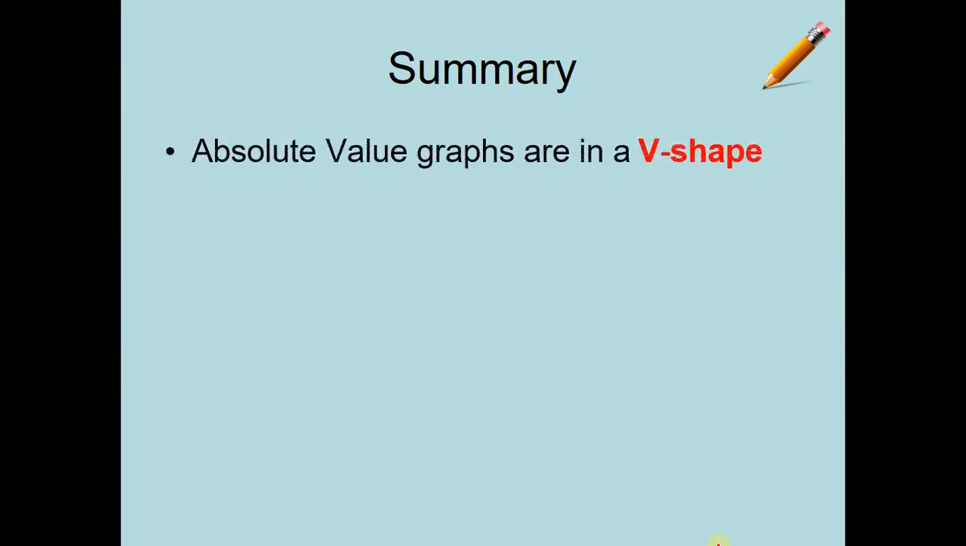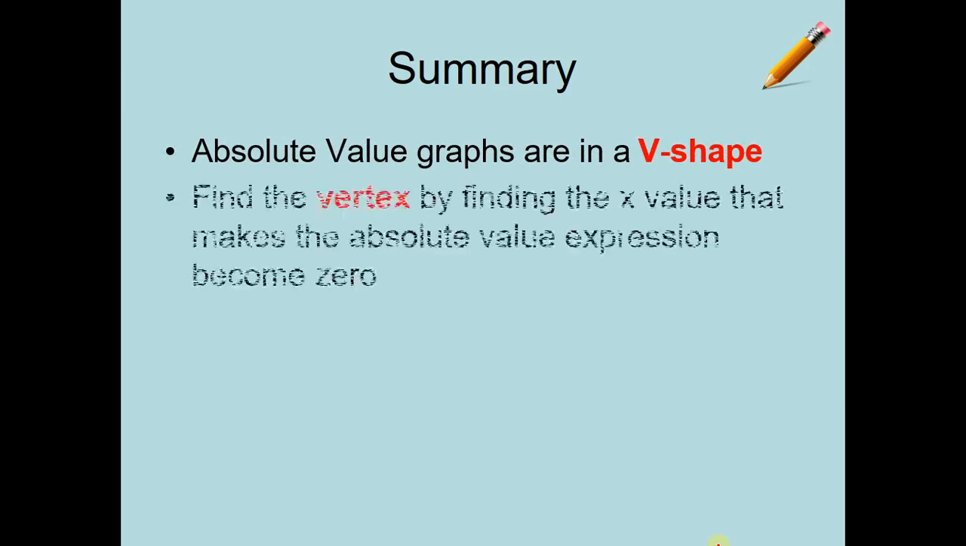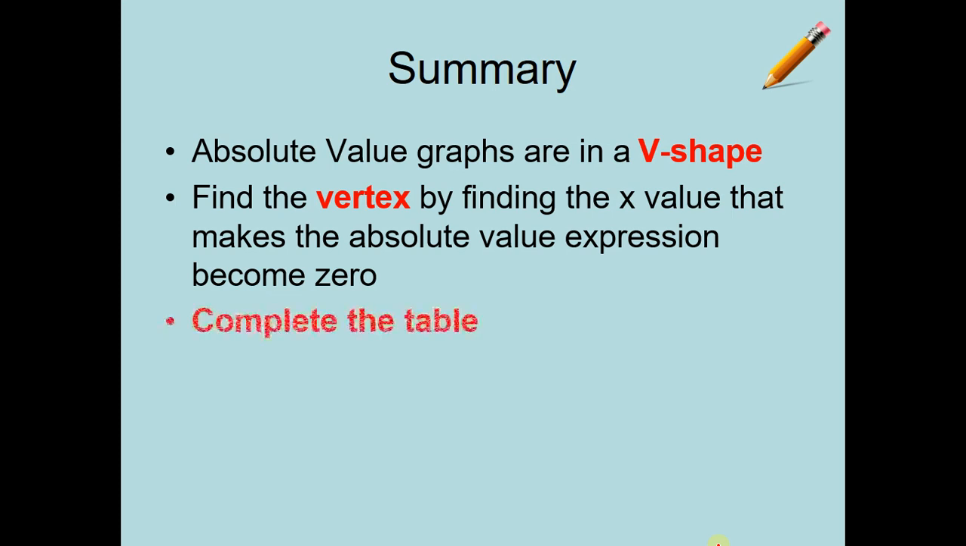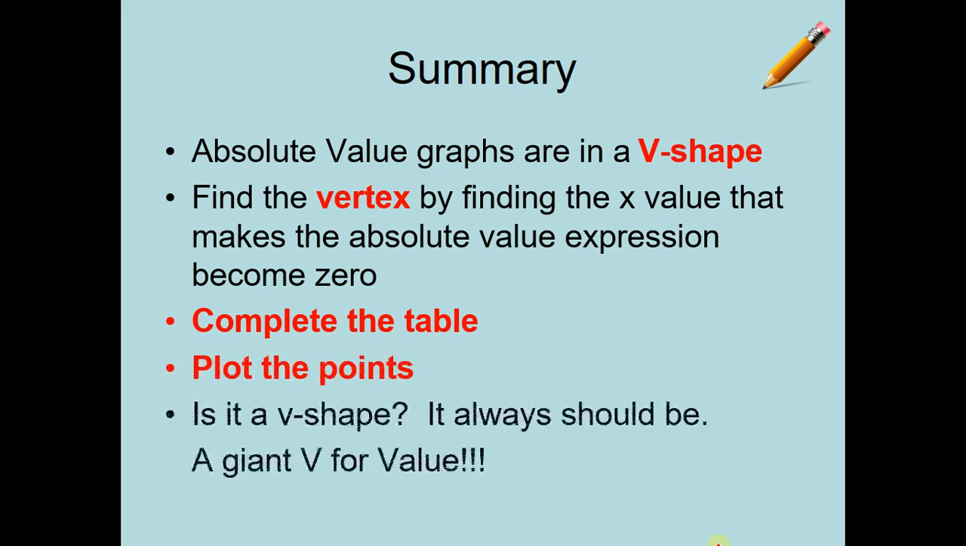So, for a summary, what do you need to remember about this? Absolute value graphs are V. V for value. Find the vertex first by finding the x value that makes the absolute value expression become 0. So what's inside the absolute value bars? Set that equal to 0. Complete your table. Plot the points. It should always be a V. If you only get a straight line, you didn't find the vertex correctly. Bad, bad, bad. You should always get a V.